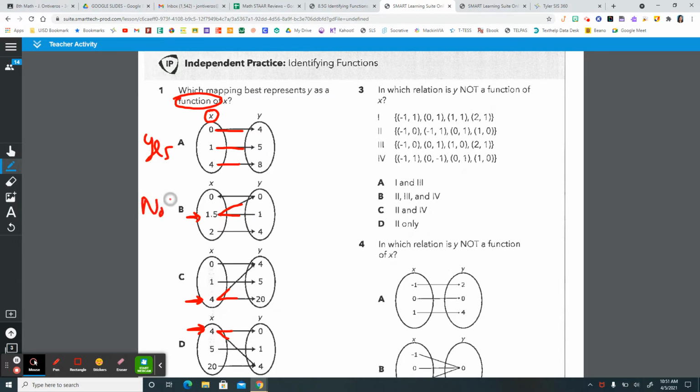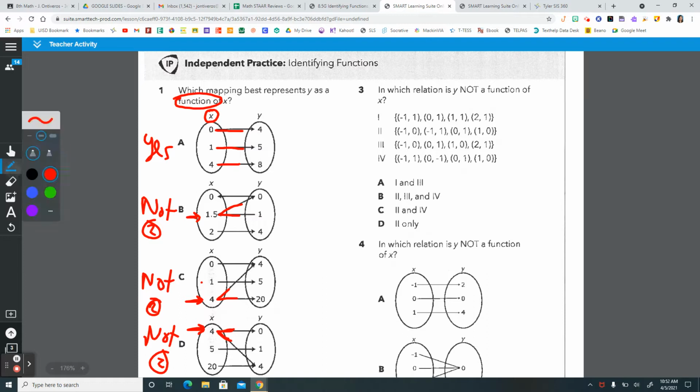This is not a function because you're touching 2 points. This is 2 or more. This is not a function because you're touching 2 lines or more. And this is not a function because you're touching 2 lines. There we go.